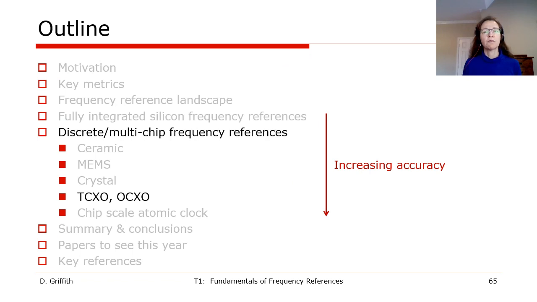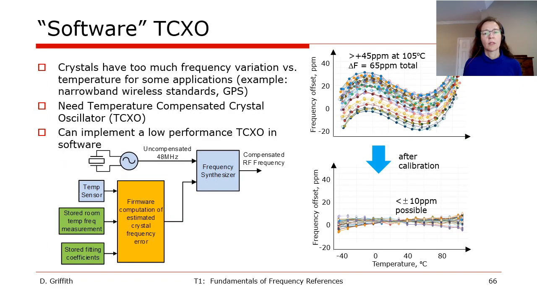So the next category of frequency references are the temperature compensated crystal oscillators, or TCXOs, and the oven compensated crystal oscillators, or OCXOs. The first type of TCXO is a crystal oscillator where the temperature compensation is implemented in software. Megahertz crystals, when considering manufacturing tolerances, can have more than 50 ppm frequency variation over extended temperature ranges, as you can see in this plot here in the upper corner. This is too much for any wireless application using a narrow channel bandwidth, or GPS, for example.